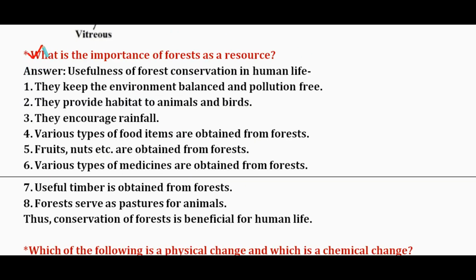Now, next question, what is the importance of forest as a resource? Usefulness of forest conservation in human life. They keep the environment balanced and pollution free. They provide habitat to animals and birds. They encourage rainfall. Various types of food items are obtained from the forests. Fruits, nuts, etc. are obtained from the forests.